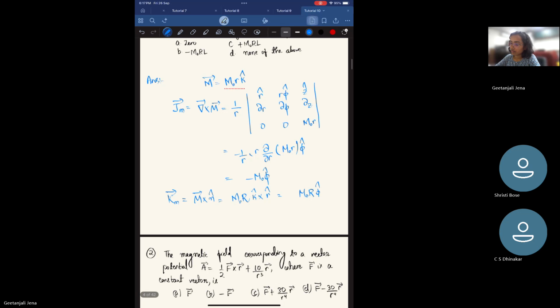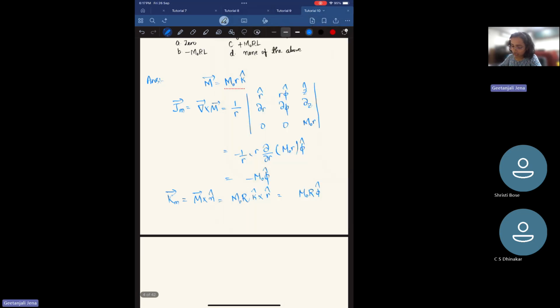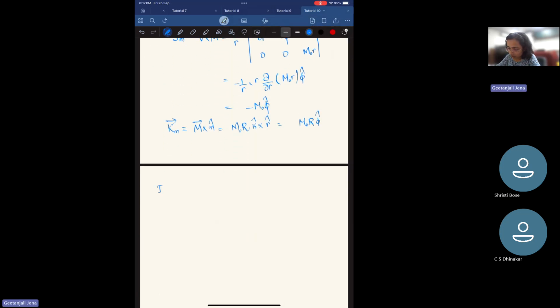So to find out the total current, you need to first find out what is the volume current density. Take the integration. So this is M0 in the phi direction dot, and the area element in the phi direction will be dr dz, right? dr dz phi-hat. So this will give minus M0 R and Z is L.